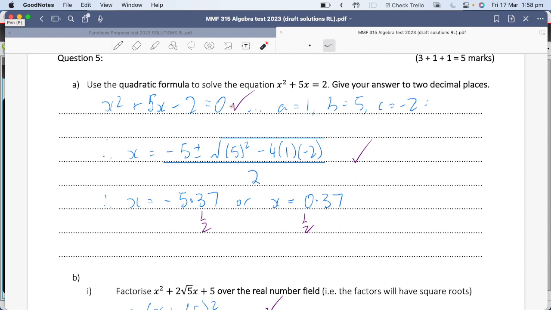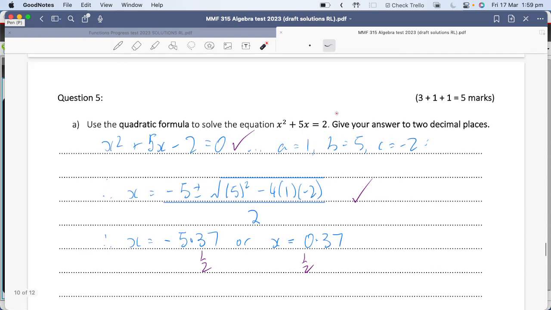As you can see, you get 1 mark for basically identifying A, B, and C by rewriting it. If you didn't do this here, but I could see that you've done it, that's fine as well. Another mark for substituting into the quadratic formula, and then a half mark for each of the correct solutions. Not everyone got the solutions correct. And the reason why they didn't is because they didn't do this bit here: give your answer to 2 decimal places. So they just worked it out on their calculator and then went from there.